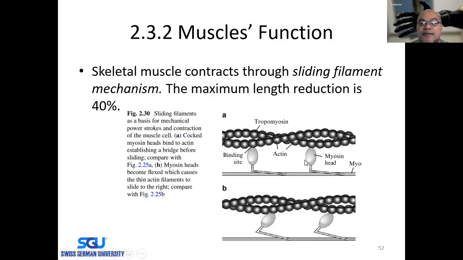This is the cocked myosin head. This is the myosin head. It binds to the actin, establishing a bridge before sliding. So the myosin will be sliding along the actin to make the contraction. The myosin head becomes flexed, which causes the actin filaments to slide to the right. So the whole actin slides because the myosin head flexes.